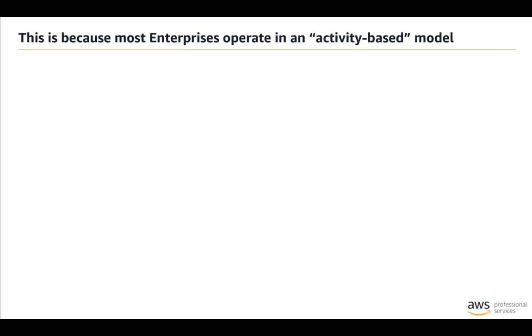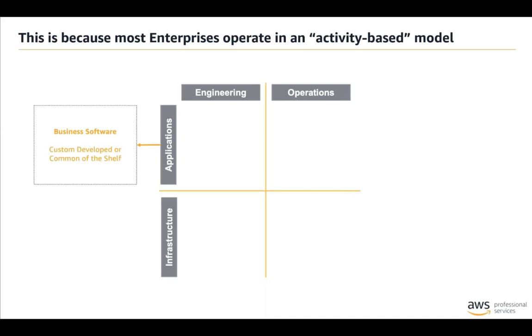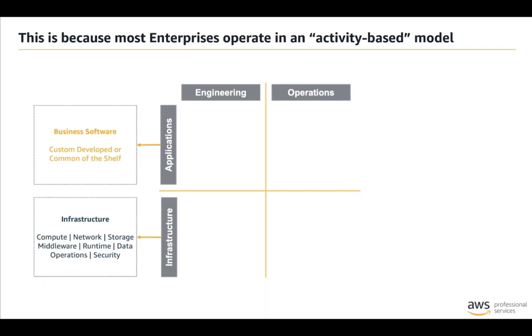We'll use this simple 2x2 diagram to illustrate the point. On the vertical axis, we have infrastructure and applications, and on the horizontal axis, we have engineering and operations. Applications refers to the business software that can be either custom developed or purchased. Infrastructure is everything that supports those applications, physical or virtual infrastructure, or software-based infrastructure like middleware and databases.